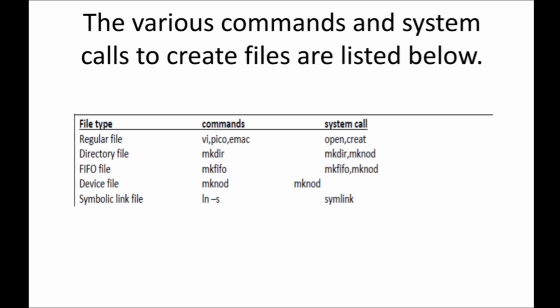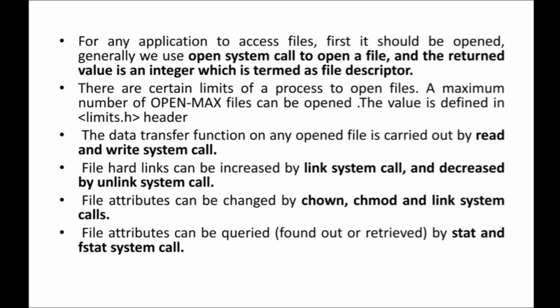For example, to create a symbolic link, I will type ln -s. But what system call will your OS use? Symlink, like that. As a user, I will use only commands. System calls are taken care of by your OS. APIs are nothing but system calls.